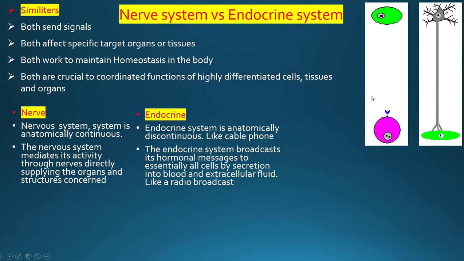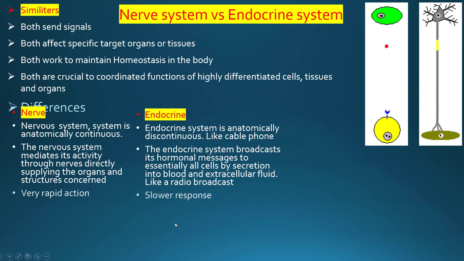The endocrine system broadcasts its hormonal messages to essentially all cells by secretion into the blood and extracellular fluid, like a radio broadcast. The nerve is like a telephone cable and the endocrine system is like a radio broadcast that can be heard by the mass community. So in the case of hormone, the hormone reaches each and every cell. On the other hand, the nerve can only communicate with its specific target organ.